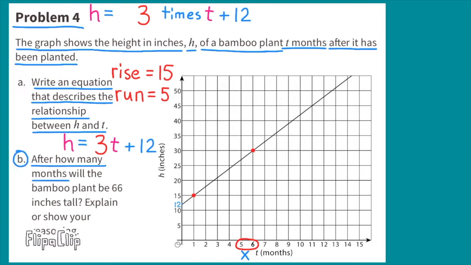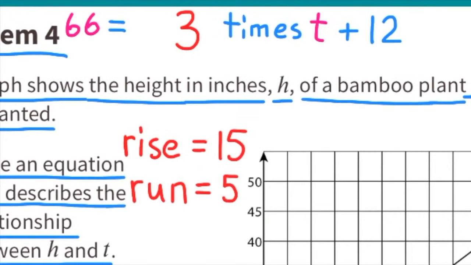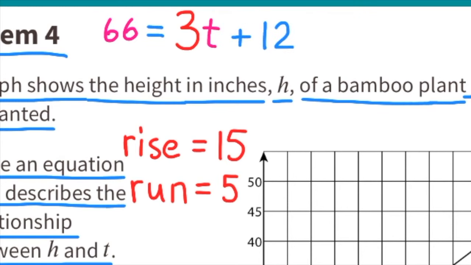B. After how many months will the bamboo plant be 66 inches tall? Explain or show your reasoning. I'm going to substitute the h, or height in inches, with 66. Now the equation reads 66 equals 3 times t plus 12, or 66 equals 3t plus 12.